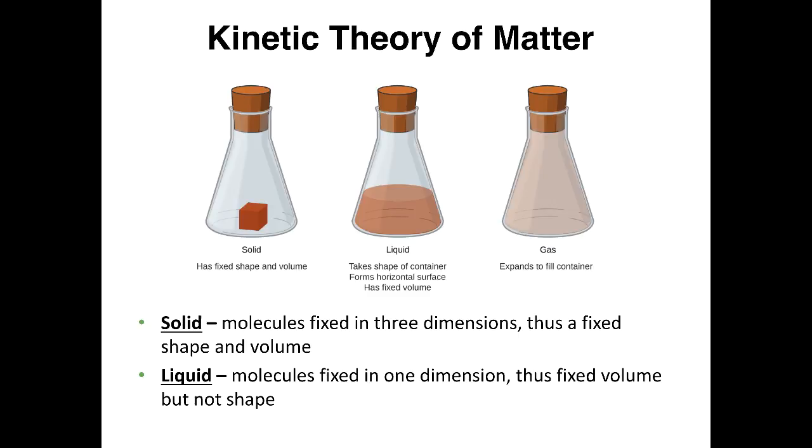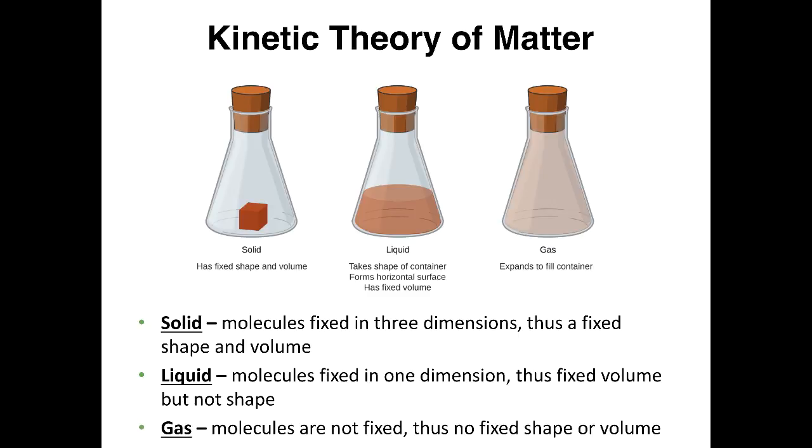The liquid is when the molecules are fixed in a single dimension. So there is a fixed volume but not shape. Now in this situation, the matter takes the shape of the container that it's in and forms a horizontal surface. And at that point, the volume is fixed. The last of these is the gas, where the molecules are not fixed, but in all 3 of these states, there is still motion going on. It's just that the degree of freedom involved is much less in a solid compared to a gas.